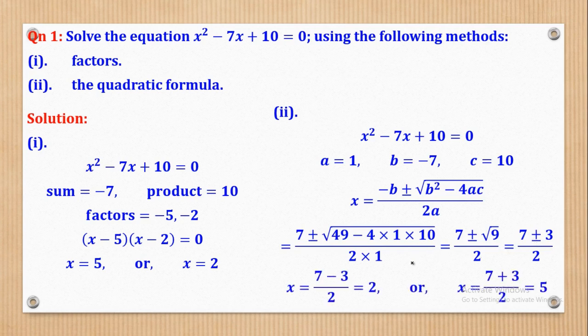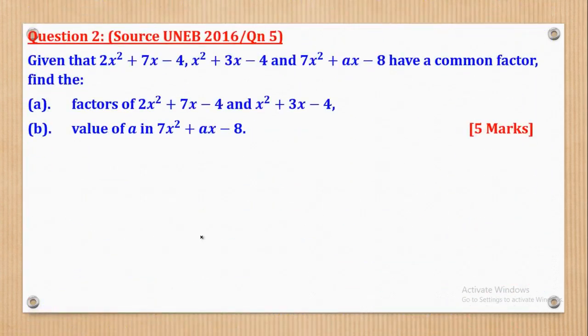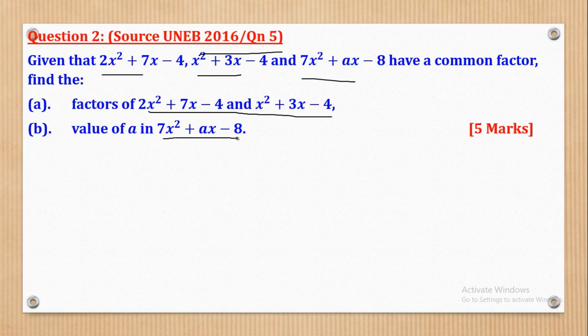Therefore, when I use minus, I'll come up with x equal to 2, and when I use plus, I'll come up with x equal to 5. I think you realize that they give the same answer. Therefore, when told to solve a quadratic equation, it is for you to choose either to use factors or quadratic formula, unless they specify. So now we shall go to question 2, which came from UNEB 2016, paper 1, question 5, and says, given that this and this and this have a common factor, part A, find the factors of this and that. Then part B, find the value of A in this expression.